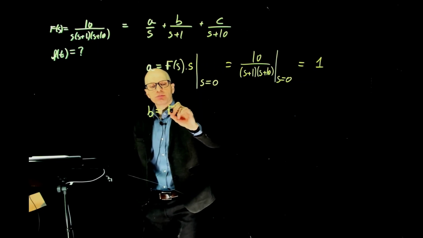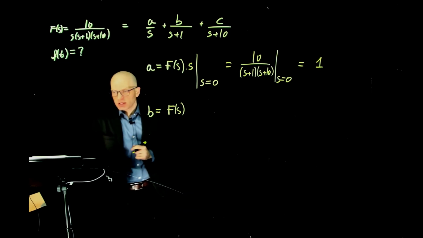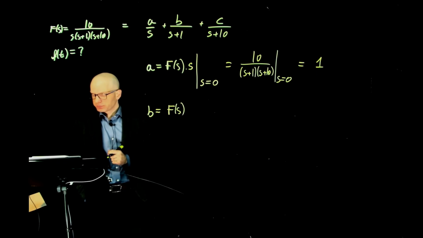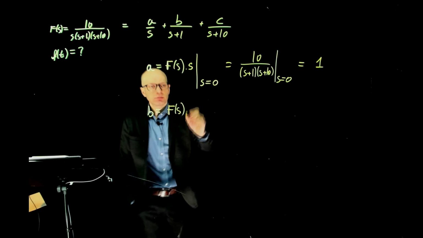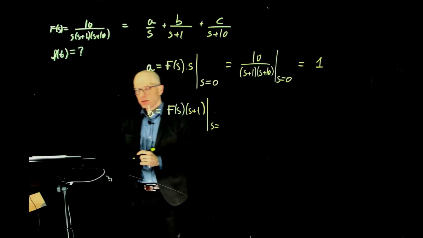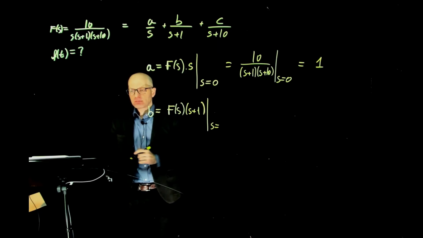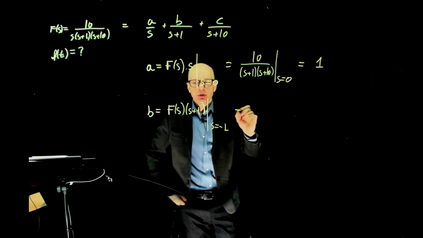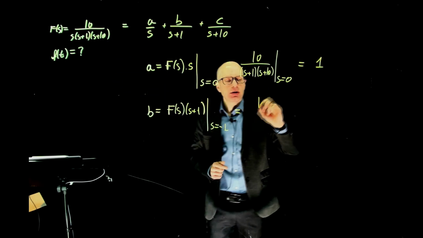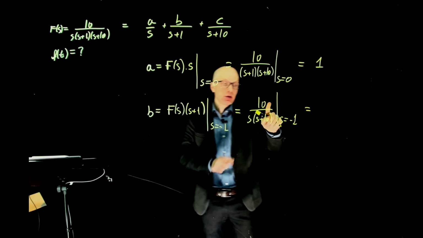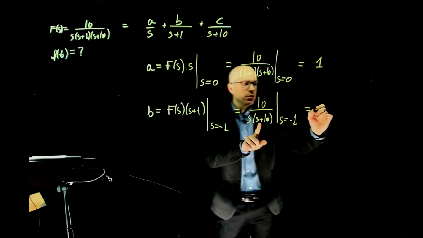How do we find b? Tell me the expression for b. Is f of s times... anybody? Times s plus 1, right? The denominator of b. What else? And we evaluate this at whatever makes the denominator 0. Exactly, negative 1. So f of s times s plus 1, what is left there is 10 over s times s plus 10. We're evaluating this at s equals negative 1. This is negative 10 over 9.